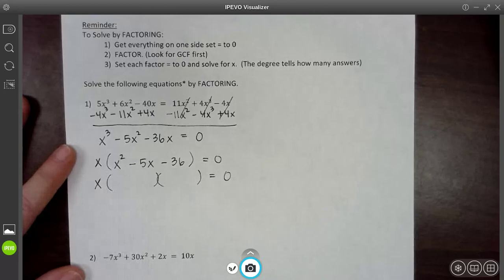Somebody's not muted. It's distracting me. I'm sorry. As much as it feels so good to hear sound, it's a little distracting.